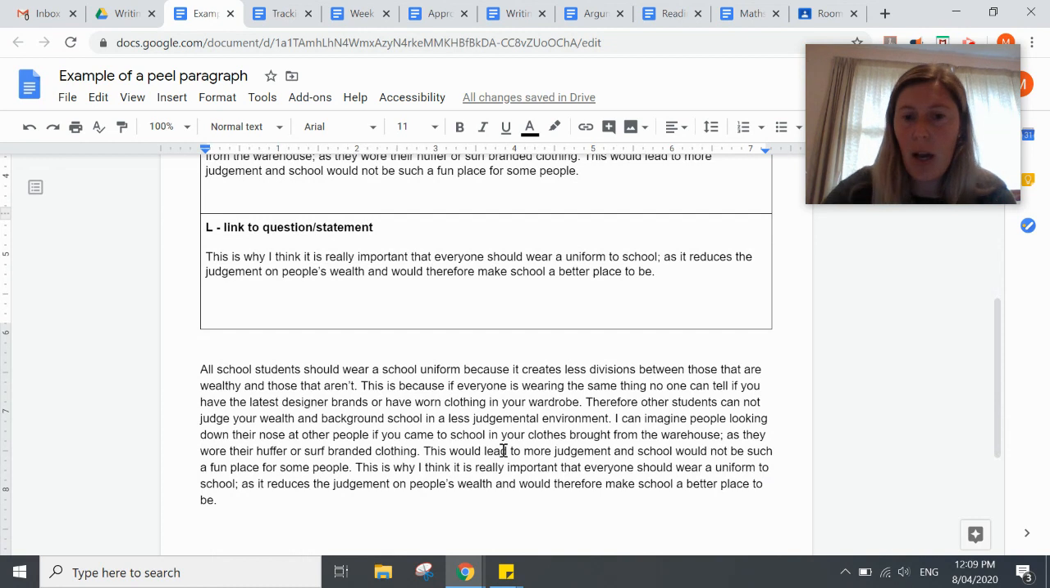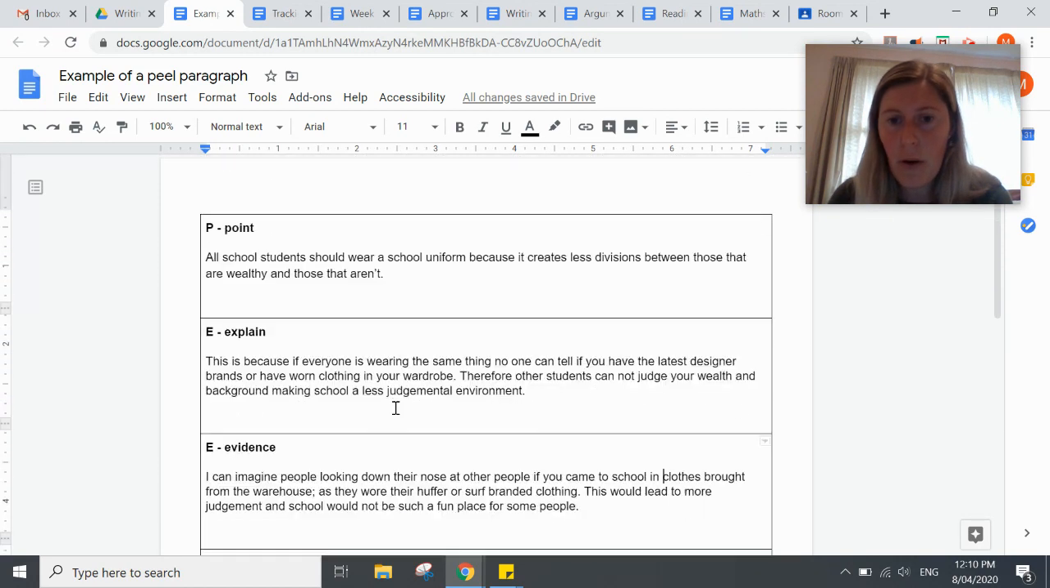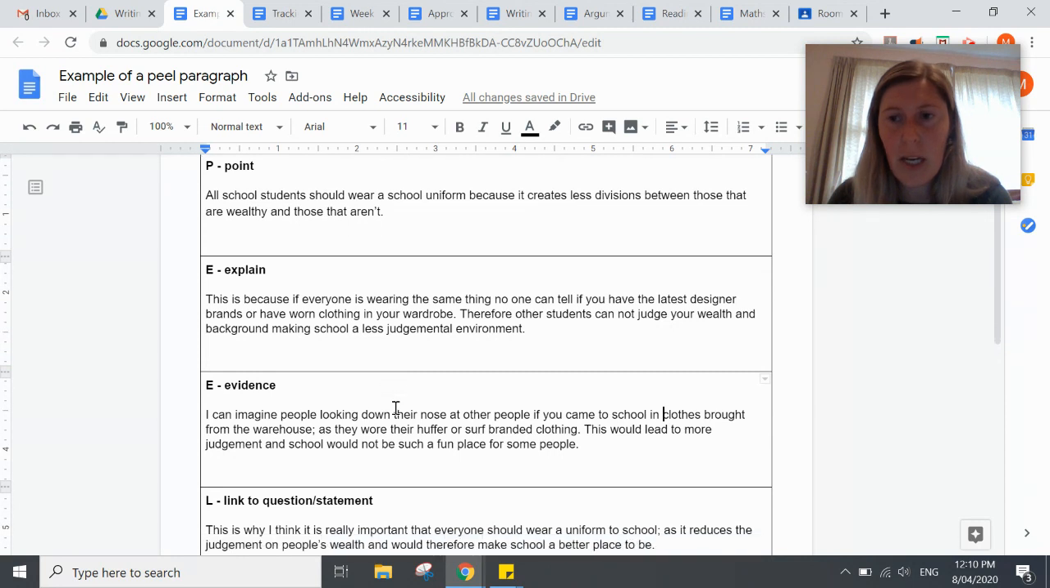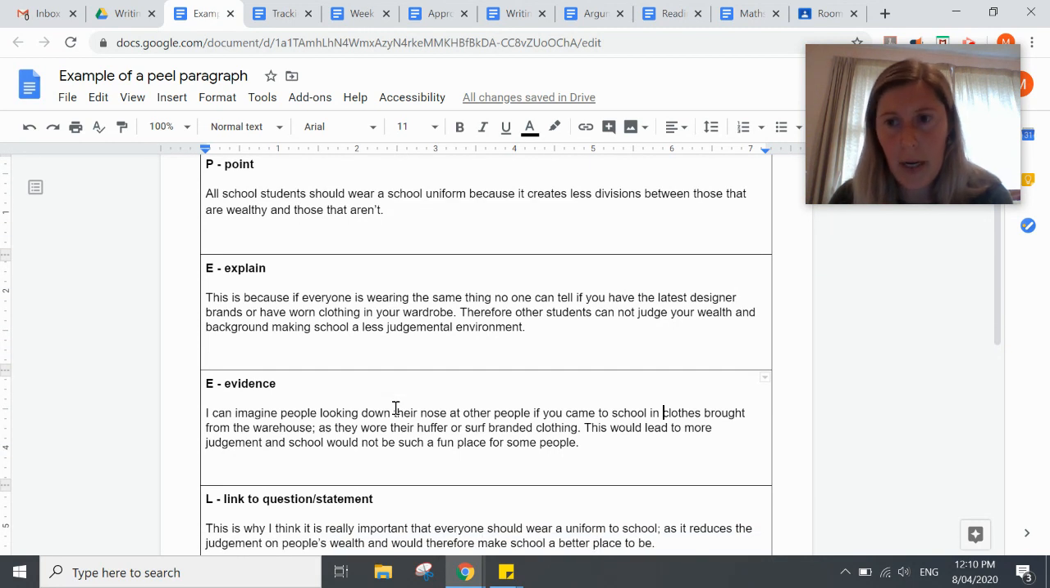And so then you can see below what that would look like as a whole paragraph rather than in the boxes. This obviously isn't my best writing. It's probably about mid-level 4, looking at that. And you can see how I've used PEEL. So this is an example of how you use PEEL. So watch this video to help you do your paragraph this week.